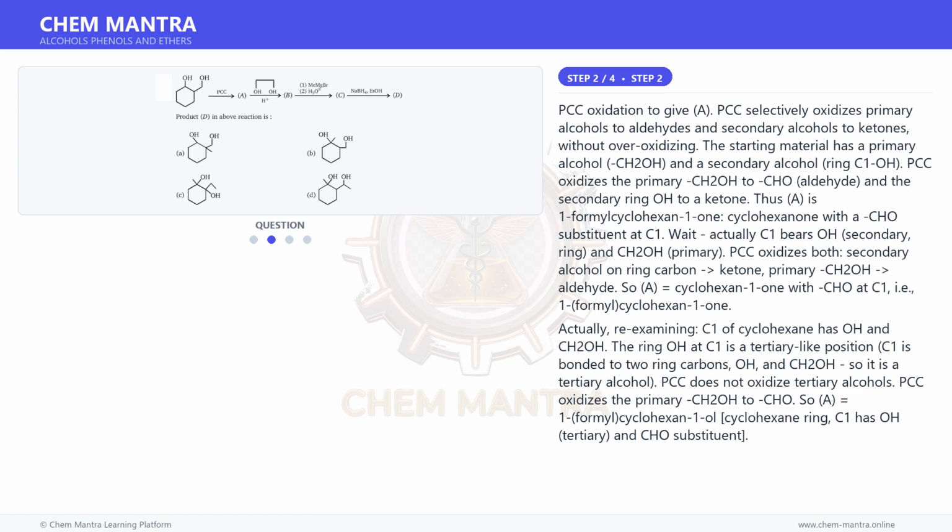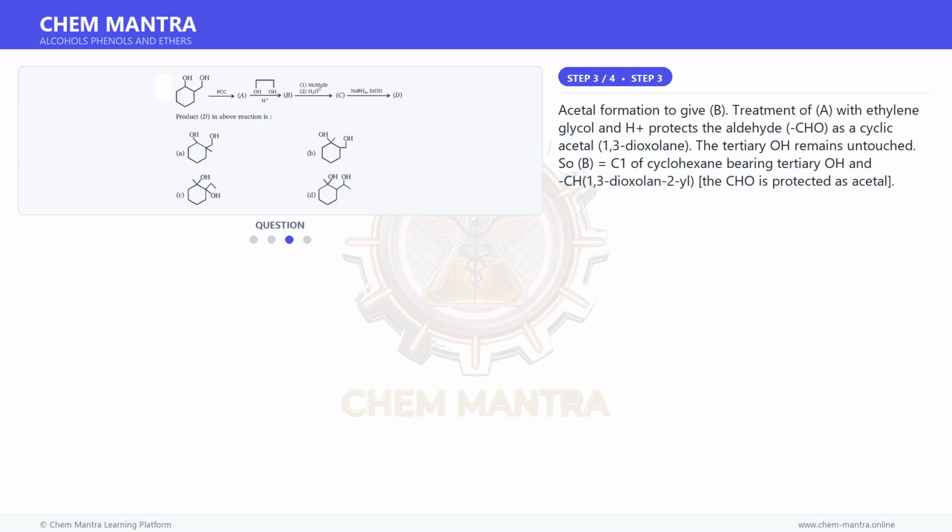The ring OH at C1 is at a tertiary-like position. C1 is bonded to two ring carbons, OH and CH2OH, so it is a tertiary alcohol. PCC does not oxidize tertiary alcohols. PCC oxidizes the primary CH2OH to CHO. So, A is the cyclohexane ring where C1 has OH, tertiary, and a CHO substituent. Moving on to the next step.